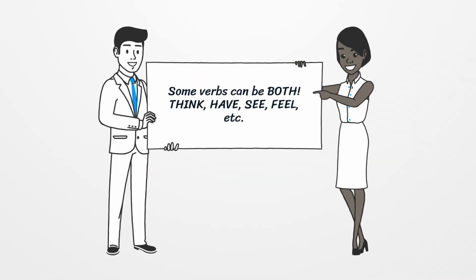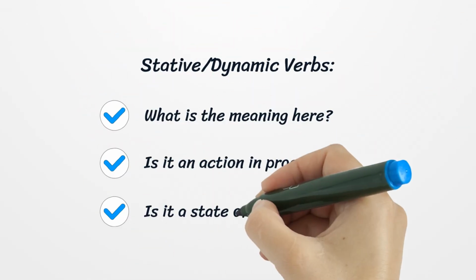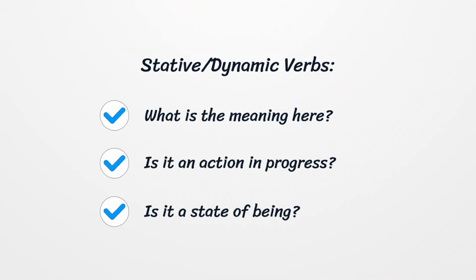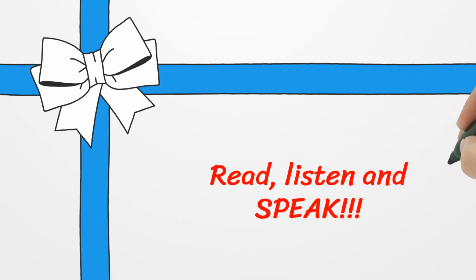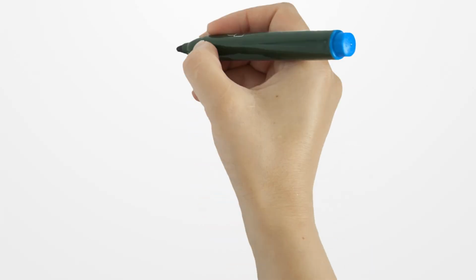And finally, always be alert for those special verbs that can do both. The key is to stop and ask yourself, what is the meaning here? Is it an action in progress, or is it a state of being? Practice will make it second nature. So go do some exercises. Read, listen, and most importantly, speak.